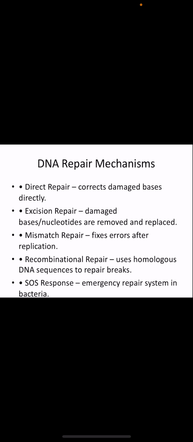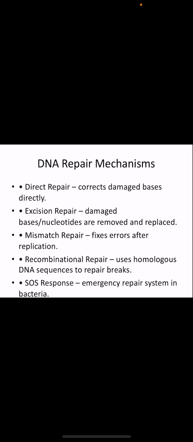So basically, guys, what is DNA repair? What is DNA getting repaired from? DNA repair is a set of processes by which a cell fixes damage to DNA. DNA can be damaged by UV light, chemicals, and radiation. Also, it gets damaged by radiation and replication errors.